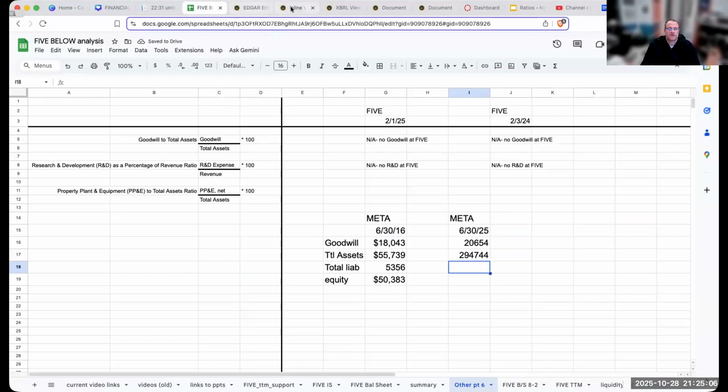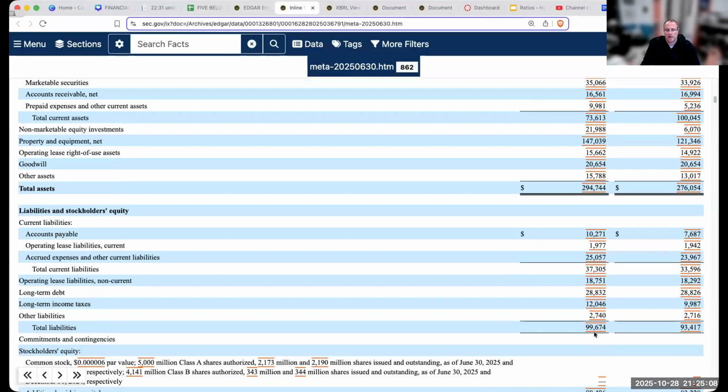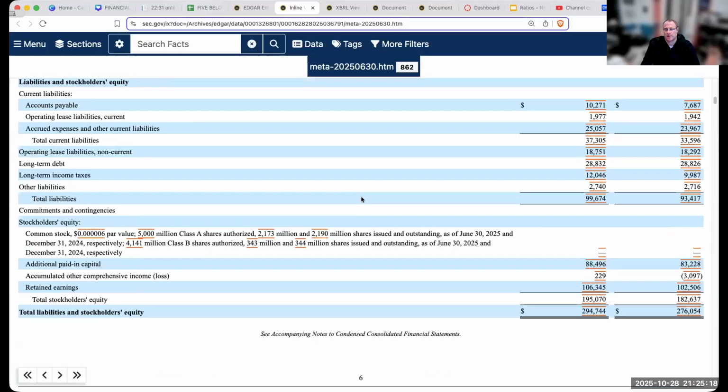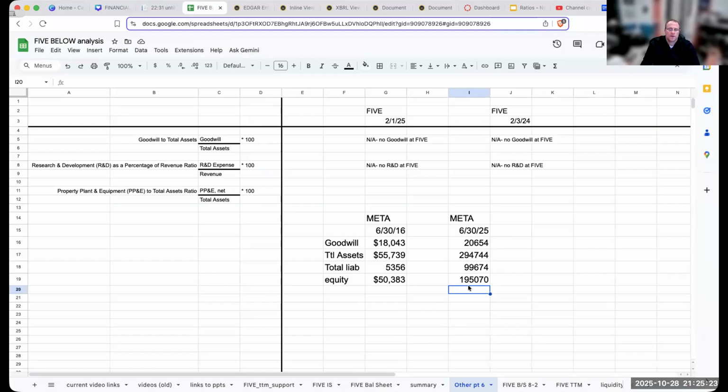Their liabilities for Meta are 99.6 billion, 99,674,000,000, which means my equity is roughly about 195 billion. Okay. Now I want you to just kind of think about this, right? And this is in the course of about 10 years, right?